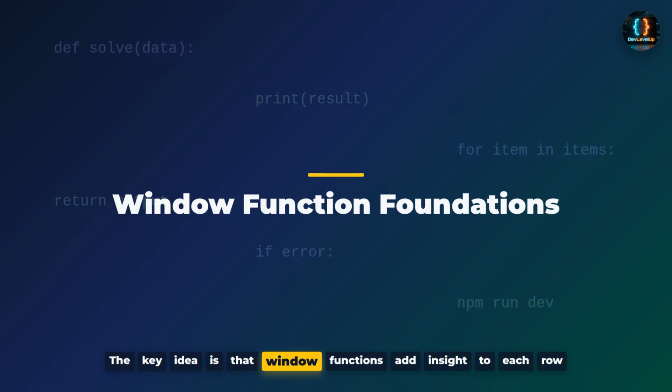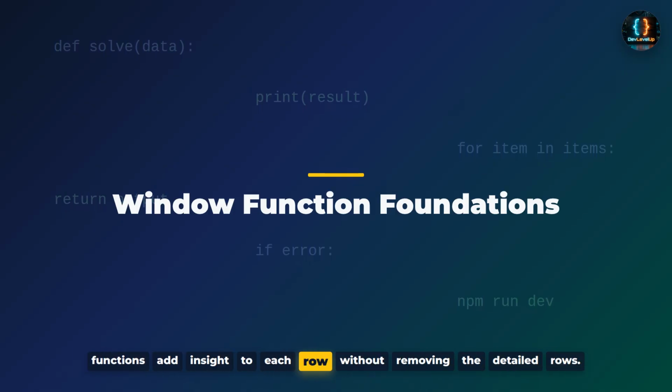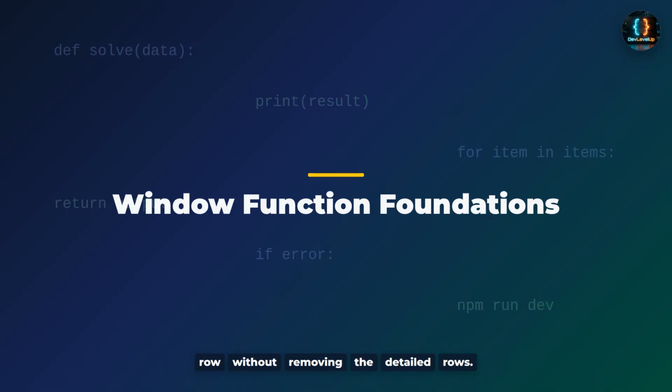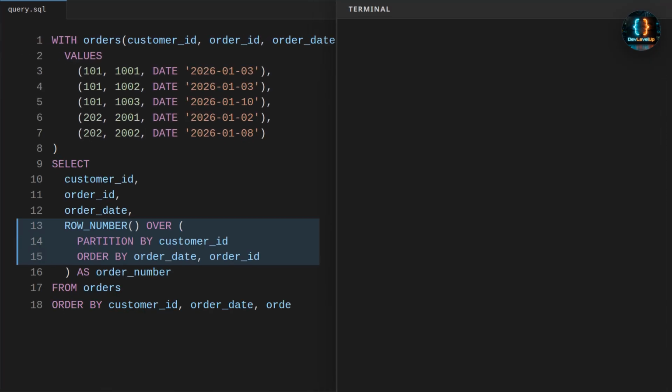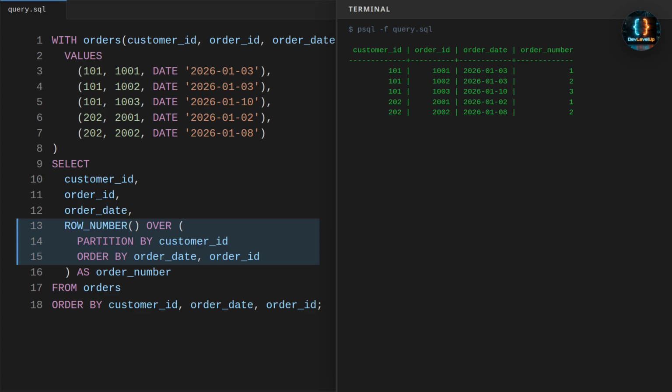The key idea is that window functions add insight to each row without removing the detailed rows. Support teams often need to know whether an order was a customer's first purchase or a later one. Let's build a small orders dataset, then use row number to number orders inside each customer. Now we run the query and look at the result.